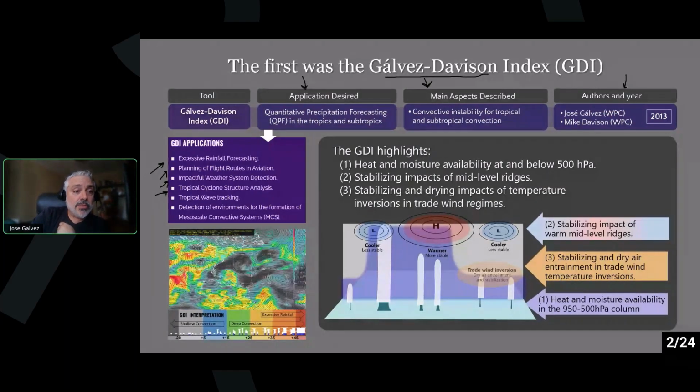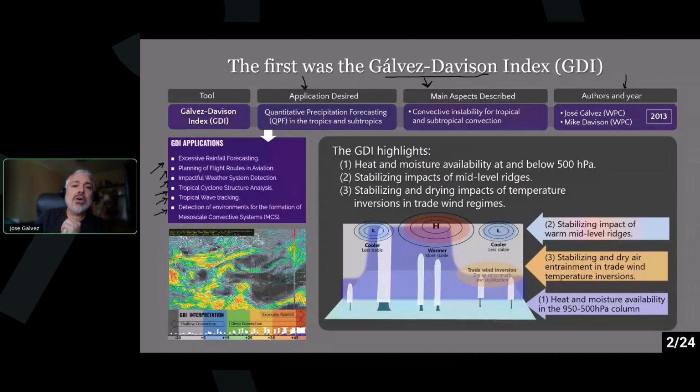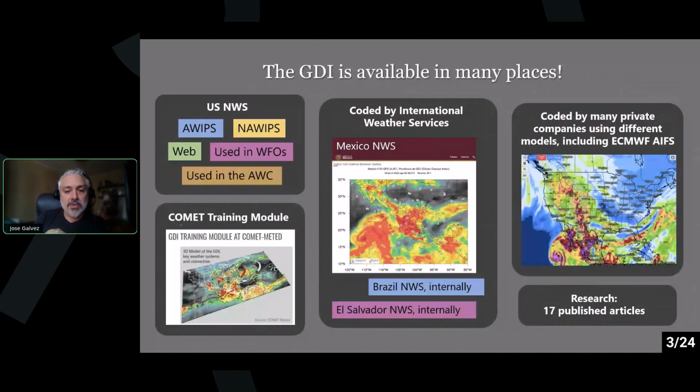It's also great for tropical wave tracking, detection of environments for the formation of mesoscale convective systems, and so on. So this is what the GDI is good for. I'm going to keep going. Now, the GDI is available in many places. It is available on the WPC website, right? Inside the WPC website, you just go to the WPC International Desk and you can find it.